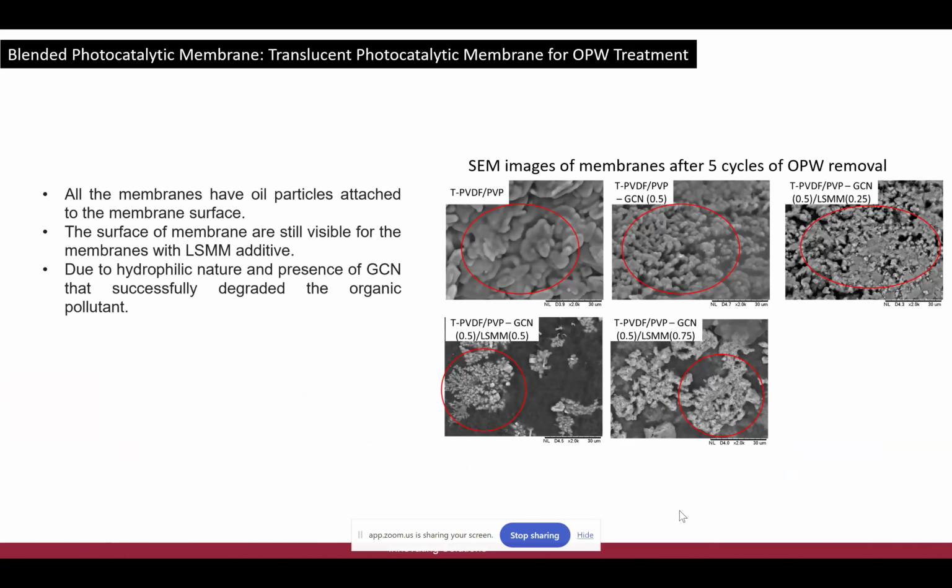We also conducted the regeneration test to observe the self-cleaning effect on the photocatalytic membrane, whereby you can see, obviously all the tested membranes have oil particles attached on the membrane surface. However, as expected, the membrane with the GCN catalyst and LSMM shows very little attachment of oil particles.